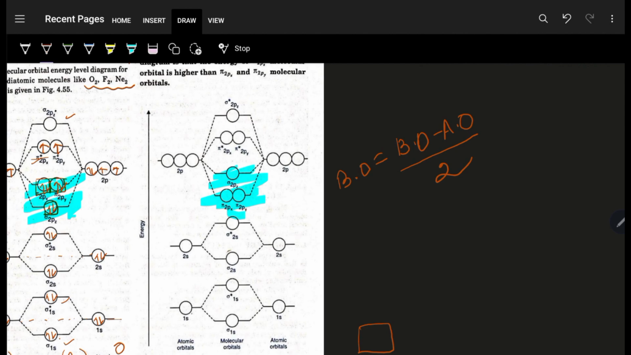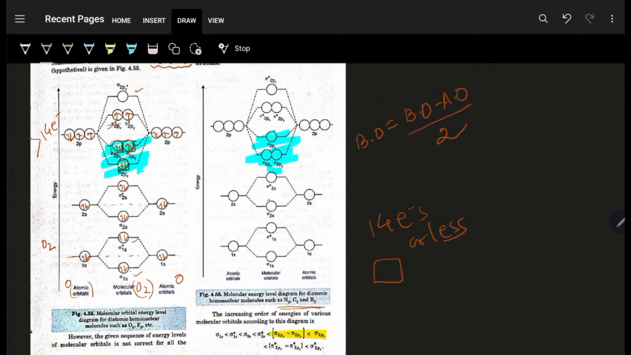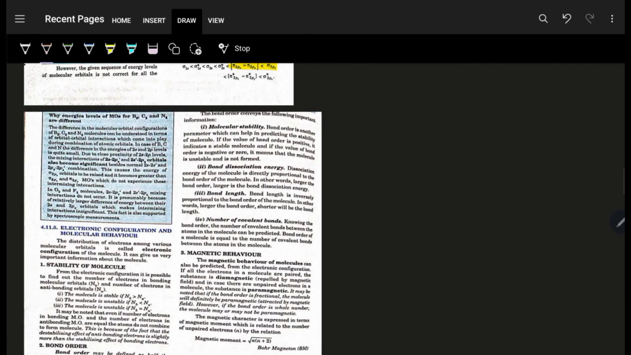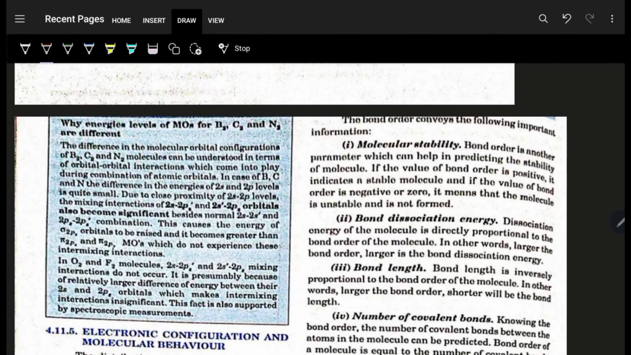Now in case of N2, or molecules containing 14 electrons or less, this is the molecular orbital diagram, and accordingly we can fill up the electrons the way I have shown for O2. So this is it. This explains why the energy levels of molecular orbitals of B2, C2 and N2 are different from O2.